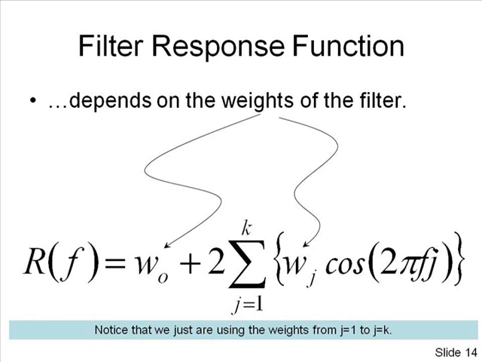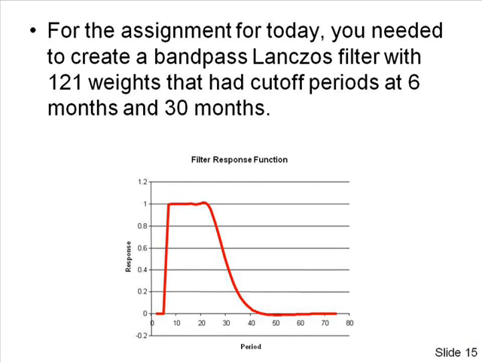Usually you have to then convert those frequencies back into periods. We don't normally make the graph in terms of frequency. And so you get a graph that looks something like this. Now, for the assignment today, you needed to create a bandpass Lanczos filter. It had 121 weights, K was equal to 60, and had cutoff periods at 6 months and at 30 months. And your filter worked nice.